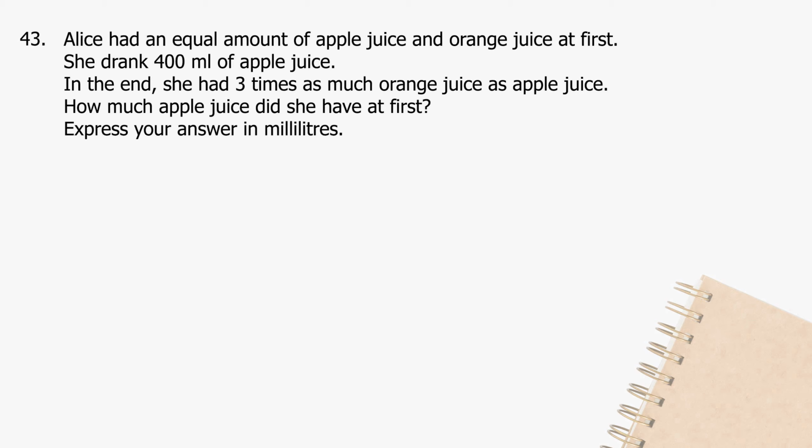Question 43. Alice had an equal amount of apple juice and orange juice at first. She drank 400 milliliters of apple juice. In the end, she had 3 times as much orange juice as apple juice. How much apple juice did she have at first? Express your answer in milliliters.